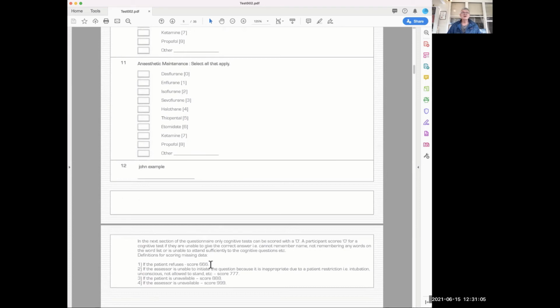777 is the score when the assessor is unable or inappropriate to conduct the survey. But remember, this applies only if the entire survey is not conducted at that time point. If even one item, for example, the blood pressure or heart rate is recorded, then cognition can be scored at 0. 888 is when the patient is unavailable, such as they have made an appointment and then cancel it. And 999 is if the assessor was unavailable.